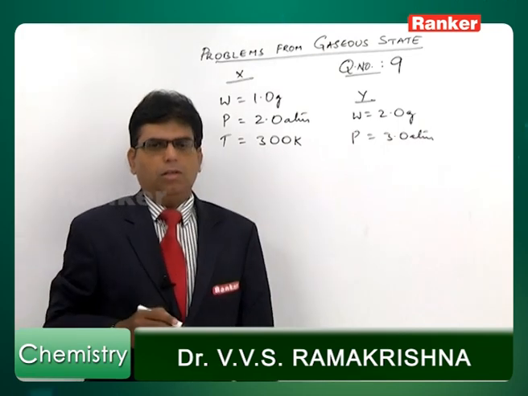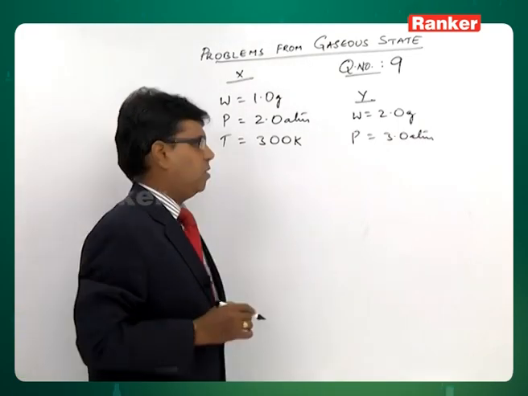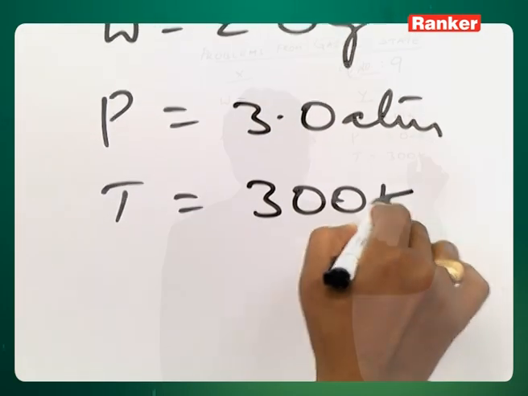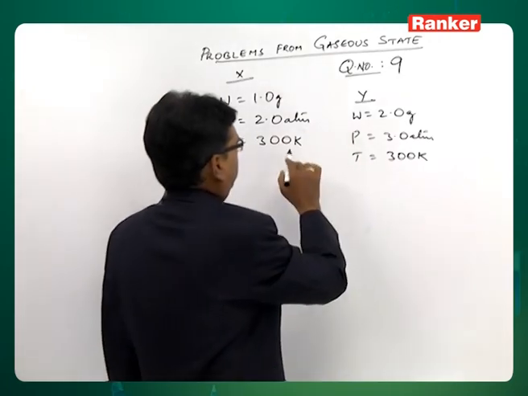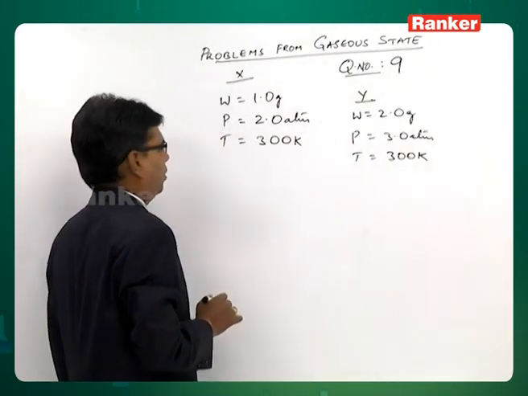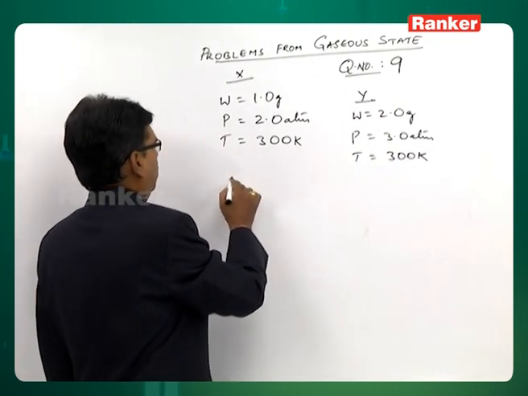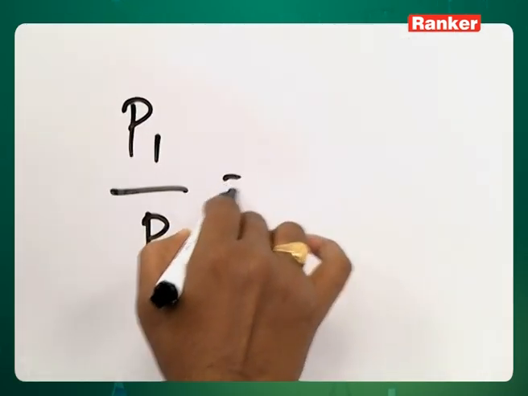Pressure has become 3 atmosphere. Then the question is, what is the correct relationship between the molar masses of X and Y? Temperature is again 300 Kelvin for both. The weights are different and the pressures are different. So, what is the relation? At constant temperature and volume, PV is proportional to n, so P1 by P2 is equal to n1 by n2.